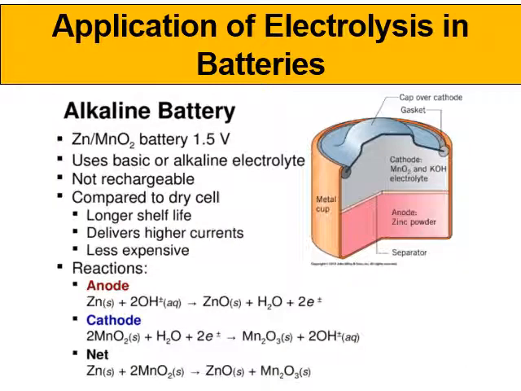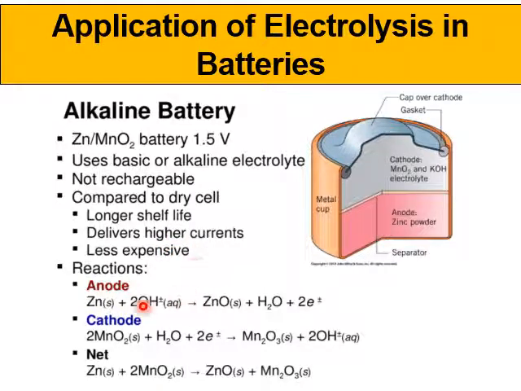Okay, so types of battery, we have the alkaline battery. Alkaline battery is made up of zinc and manganese oxide. Right, you use basic alkaline. It's not rechargeable. Compared to dry cell, it has a longer shelf life. It delivers higher current. It is less expensive.